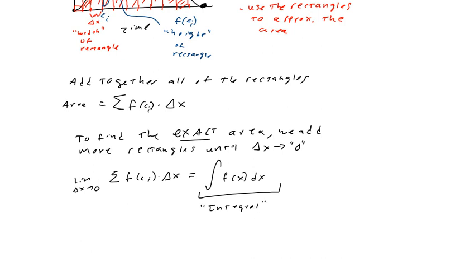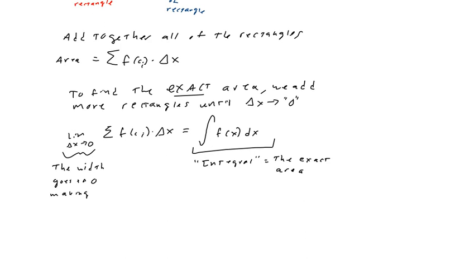Is the exact area, right? And the limit as delta x approaches 0, so we have an infinite number of rectangles, right? The width goes to 0, making infinitely many rectangles. And this is what we call the integral.